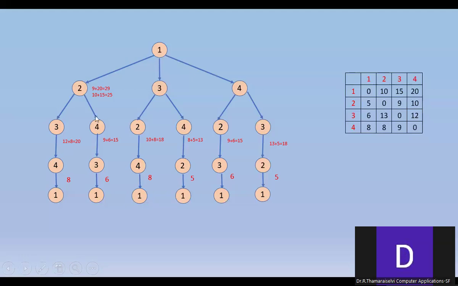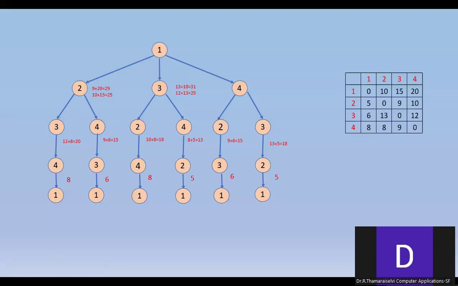Here there exist two possible paths. One is 2, 3, 4, 1, and the other one is 2, 4, 3, 1. So you have to explore the two possibilities. 9 plus 20 is 29, 10 plus 15 is 25. Then similarly from 3 to 2, 3 to 2 is 13. So 13 plus 18 is 31.